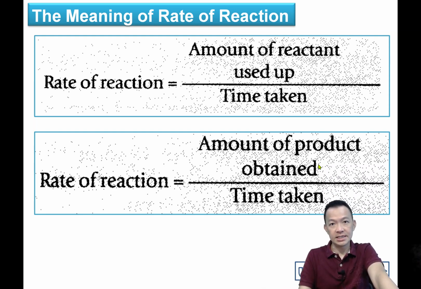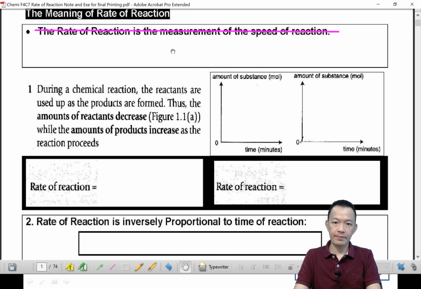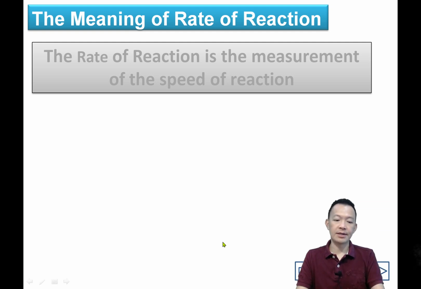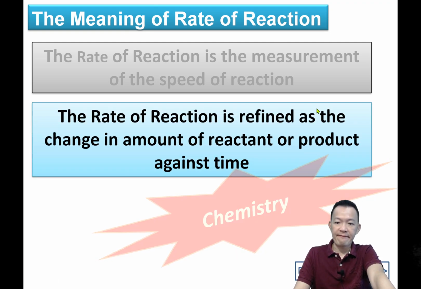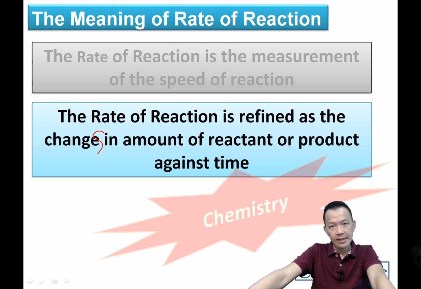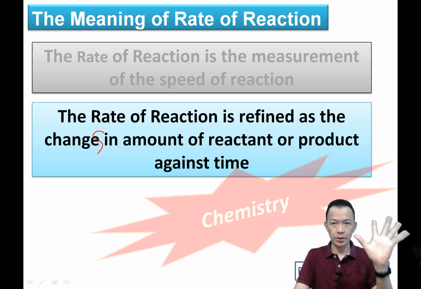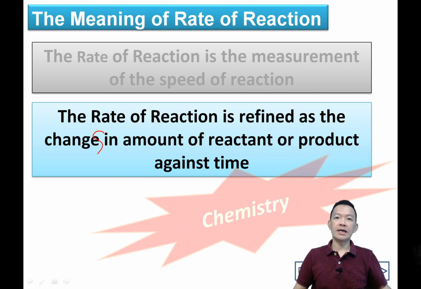Now, what is meant by the rate of reaction? How to write the answer in your exam? This is the answer that appears many times in SPM. That's why I repeated it 3 times. The rate of reaction is defined as the changes in the amount of reactant or product against time. If they change more in a certain period of time, the reaction is faster. This is the meaning of rate of reaction for chemistry.